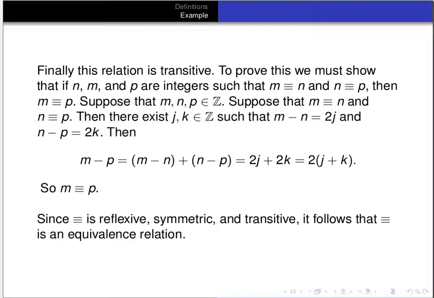So this relation we've just proved is reflexive, symmetric, and transitive, and so it follows that the relation is in fact an equivalence relation. All proofs that a relation is an equivalence relation are going to involve three sub-proofs: a proof that the relation is reflexive, a proof that the relation is symmetric, and a proof that the relation is transitive.